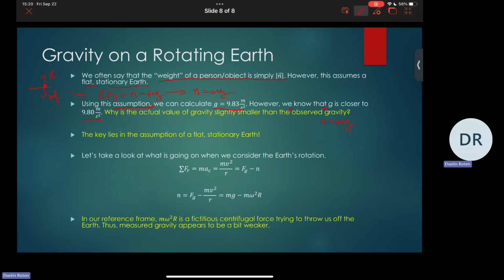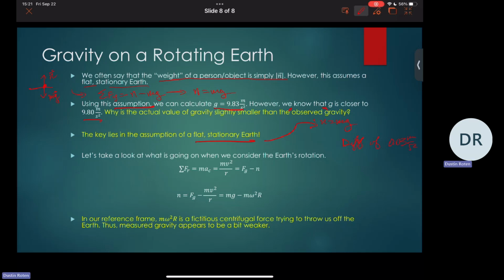So the key here lies in the assumption of the flat stationary Earth. This is what we are assuming when we use this simple calculation. All right, so let's take a closer look at what's going on when we try to calculate gravity for the Earth. We want to find out where this difference of 0.03 meters per second squared is coming from.